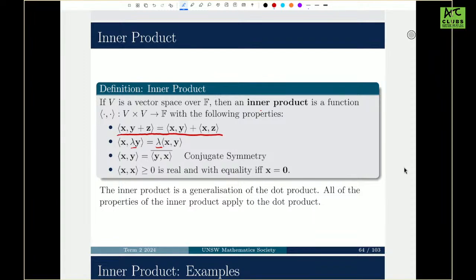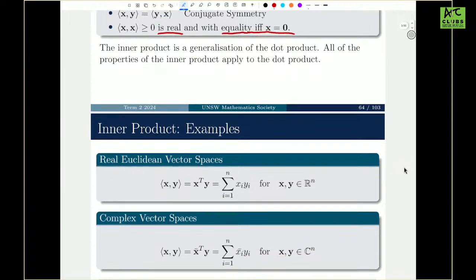When you switch the order of the inner product, it'll just conjugate whatever your answer is. Another really important property is that if you take the inner product of something with itself, it's greater than or equal to 0. It's also real, and this is really important. It's equal to 0 if and only if our vector is the 0 vector. This will be an important fact that comes in handy a little bit later.